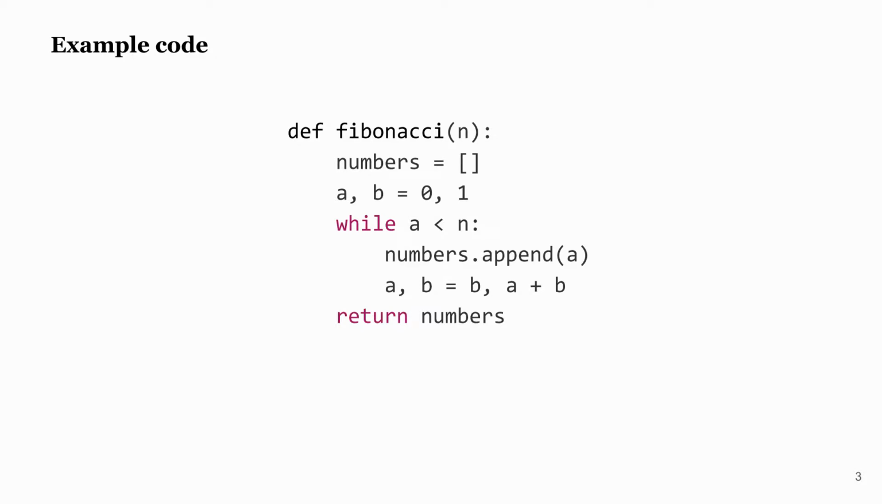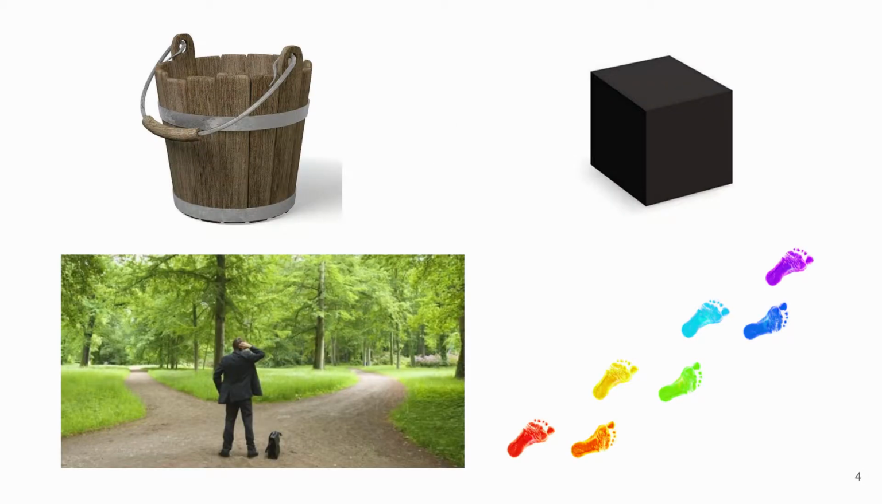For example, here's some code that calculates Fibonacci numbers. You'll notice that the code is a weird form of English and almost looks like math notation. I won't go into the details of the code, but instead I'll talk about the underlying concepts used to create this code. The four concepts for writing software are buckets, black boxes, paths, and steps. Each of these concepts are used to create computer programs.